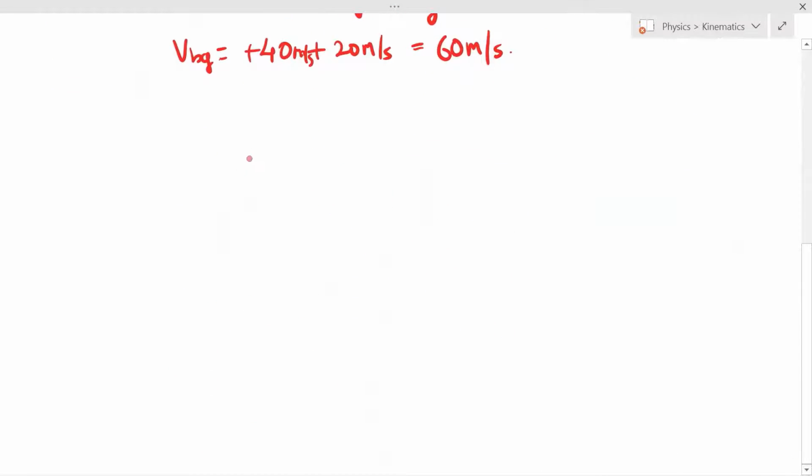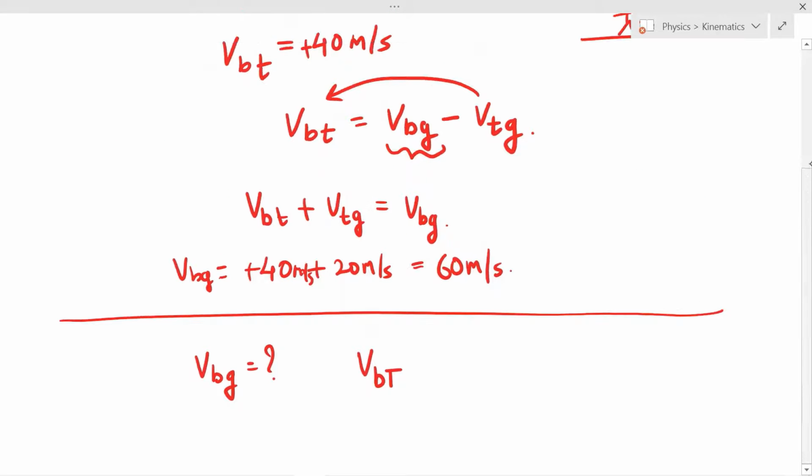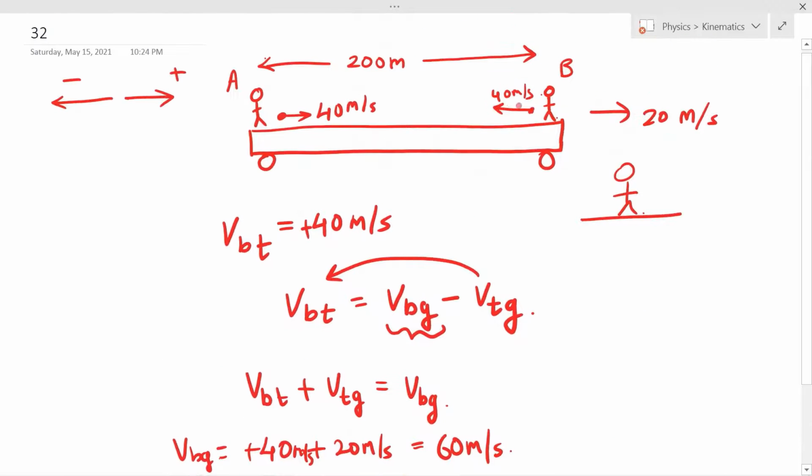So now velocity of ball with respect to ground is to be found out, and velocity of ball with respect to trolley. Now this velocity 40 meter per second is with respect to trolley. So this person has thrown this ball with the velocity 40 meter per second with respect to the trolley.